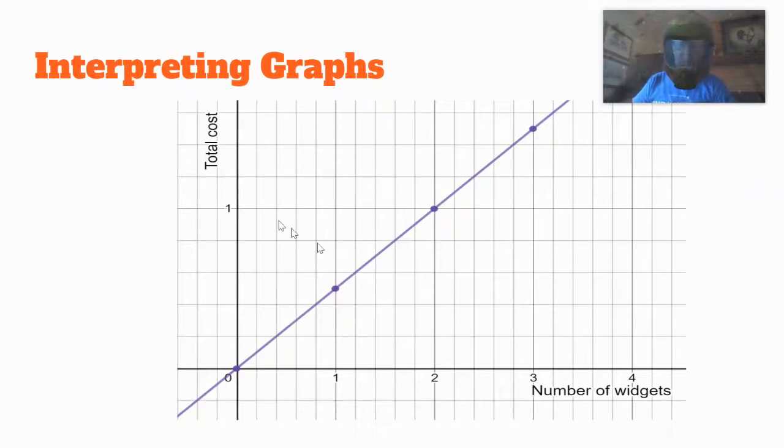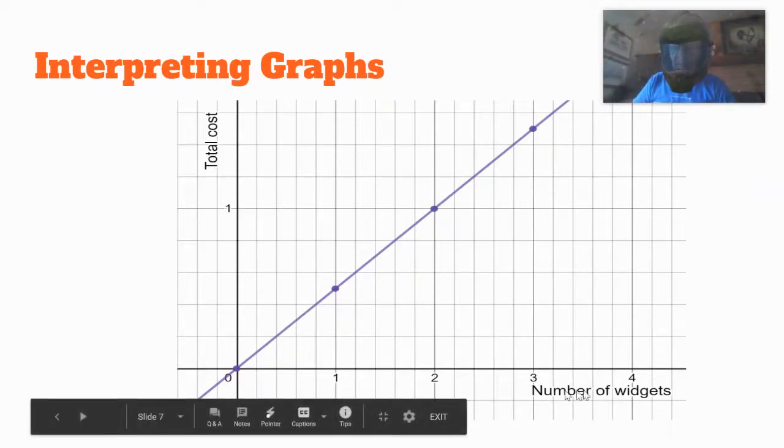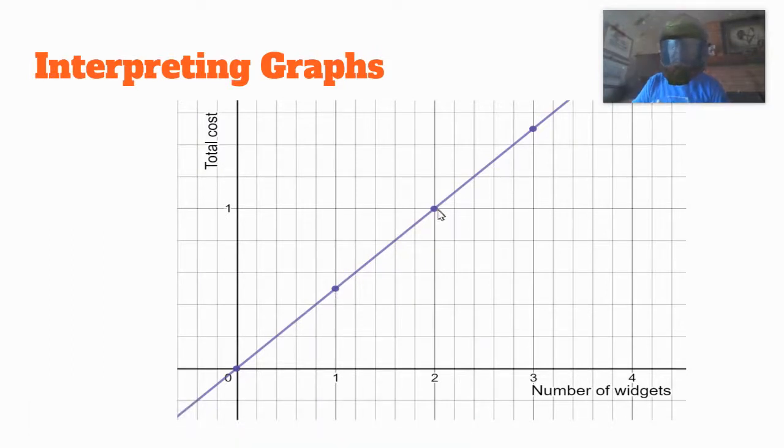Interpreting graphs. So graphs have these labels. If I have number of widgets and the total cost, so if the widgets are 50 cents a piece, so I buy one, I pay 50 cents. If I buy two, I pay $1. If I buy 3, I pay $1.50. So the graph, every point on the graph has a meaning. If I buy 0 widgets, I pay $0. If I buy 1 widget, I pay 50 cents. If I buy 2 widgets, I pay $1. And so on.